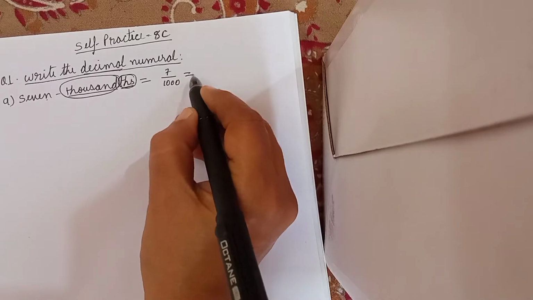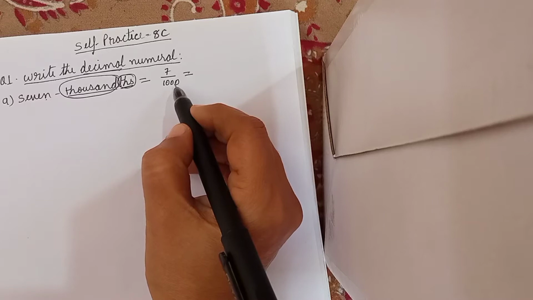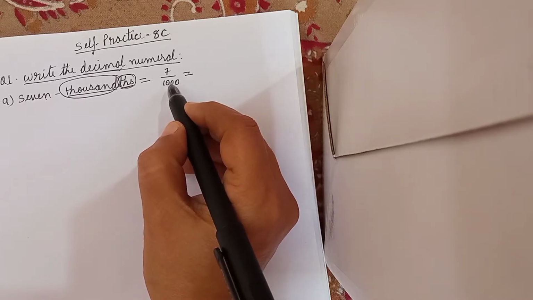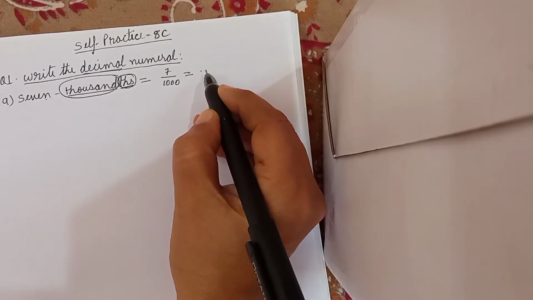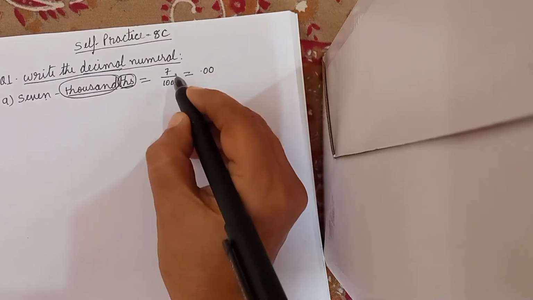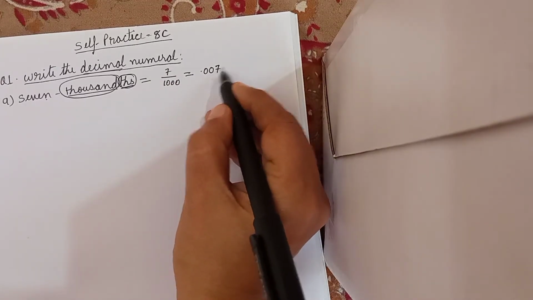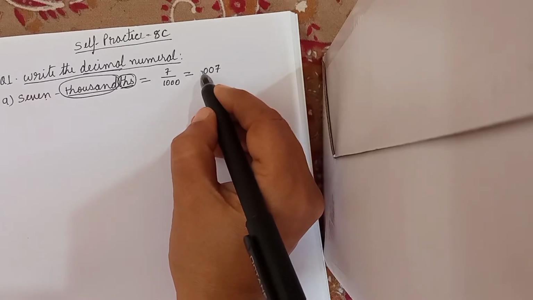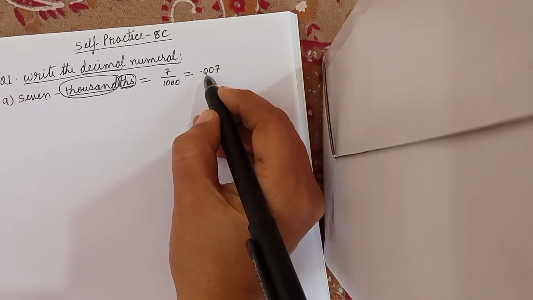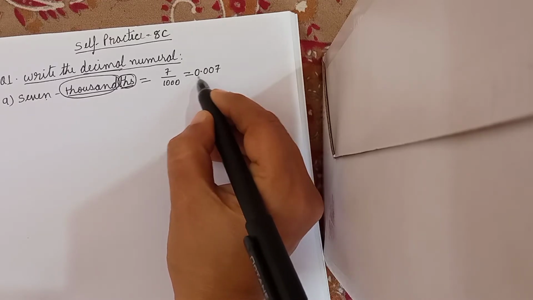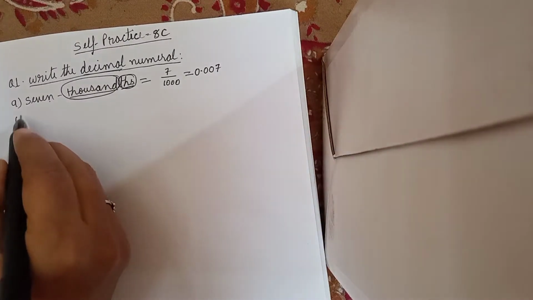You will convert this fraction 7 by 1000. In the denominator there are 3 zeros, so we will write after the decimal 3 digits: 1 digit, 2 digit, and this 7. This is a decimal form. Decimal cannot be written alone, so we will put 0 here. So the answer is 0.007.